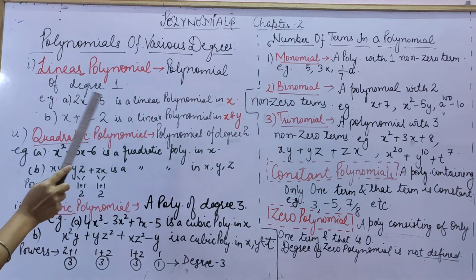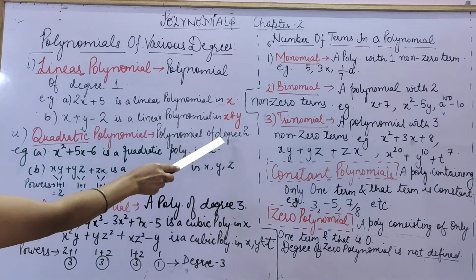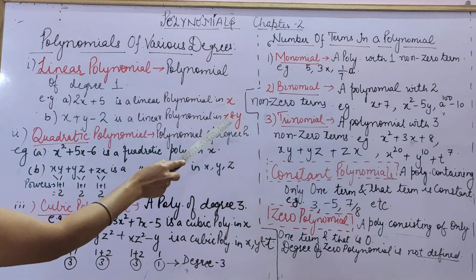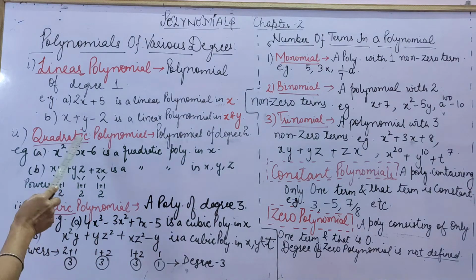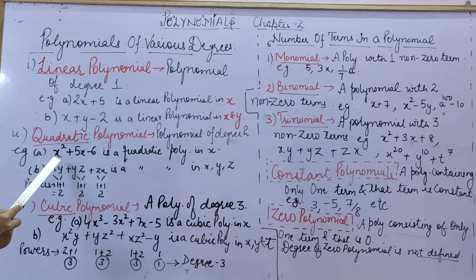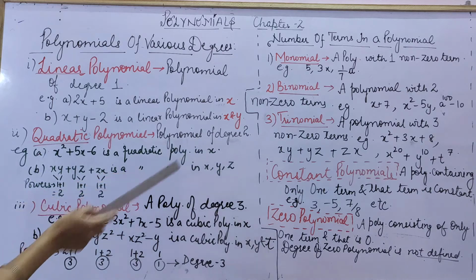Next comes the quadratic polynomial. A polynomial whose degree, meaning highest power, is 2 is known as a quadratic polynomial. Look at this example, x square plus 5x minus 6. Here the power of x is 2. Here the power of x is 1. So the highest power is 2. It means its degree is 2. So it is a quadratic polynomial in one variable x.